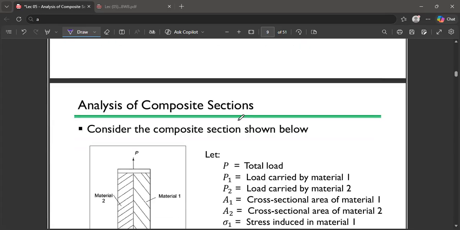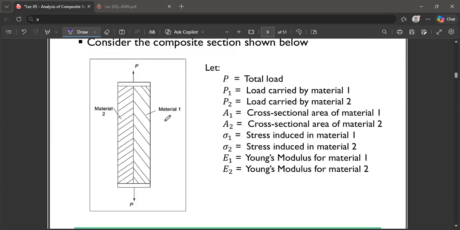As simple as that. So let's kindly have a look at this over here. You can see that this is a composite section in tension. You can see this going away from the bar, and this is also going away from the bar, indicating that this is in tension. This is material 1, and this is material 2. P is the total load, P1 denotes the load carried by material 1, and P2 denotes the load carried by material 2.